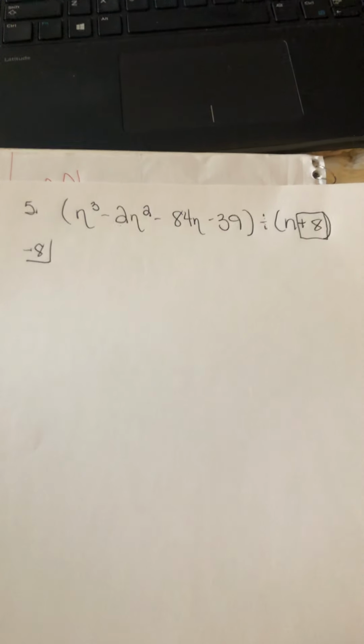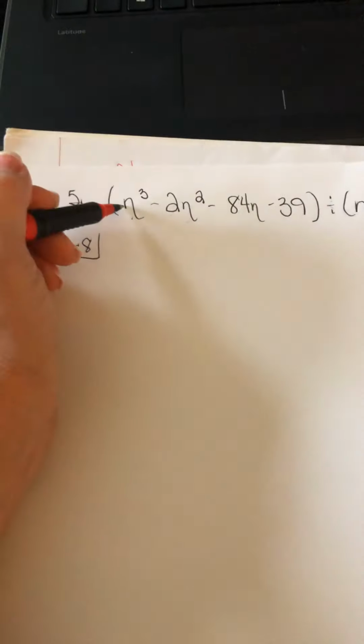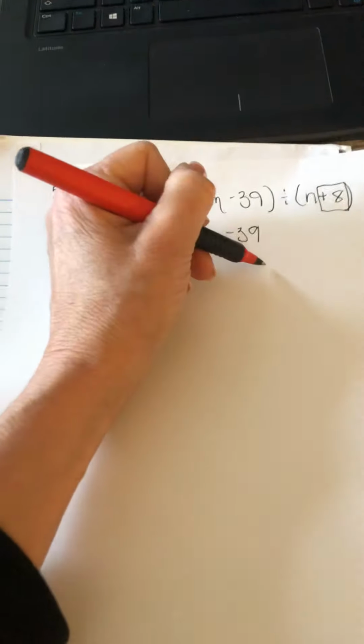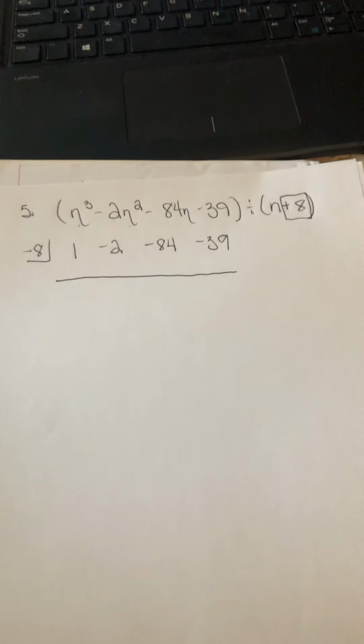Now the next thing we're going to do is take the coefficients of every one of our terms up here. Remember, if there's not a number in front of it, what is it? It's a 1. Now we're going to bring down the -2, -84, and -39. All right, now we have that, and draw your line. So hopefully you're there with me. If not, get there with me.